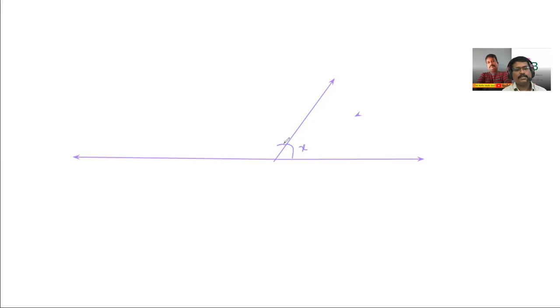If one angle is x, automatically another angle is 180 minus x, because they are supplementary angles. Supplementary angles are nothing but, if two angles sum is 180 degrees, then we call them supplementary angles. Am I right, Rana? Right. So I'm going to clear all the drawings.